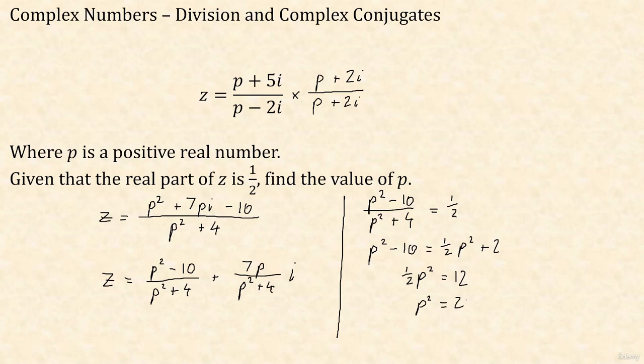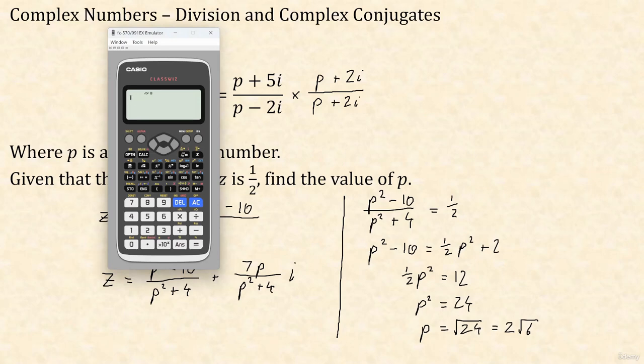p squared equals 24. And since I'm told that p is a positive real number, I can just take the positive square root of 24. So I can either write that as root 24, or if I want, I could express this as 2 root 6. And there's our answer.